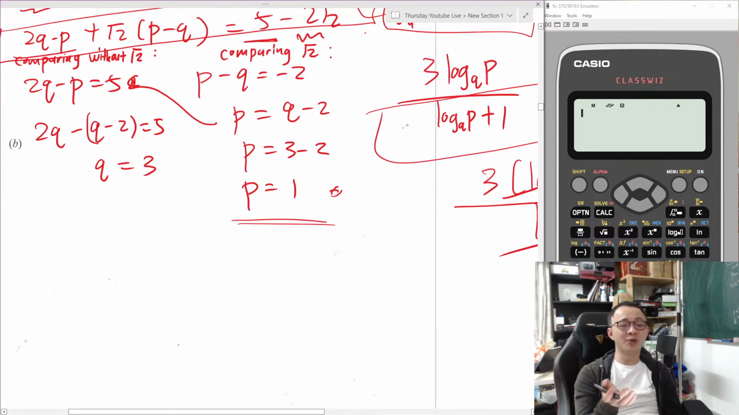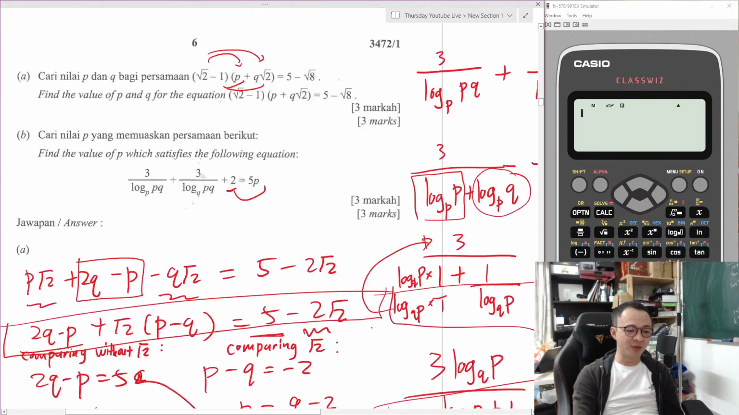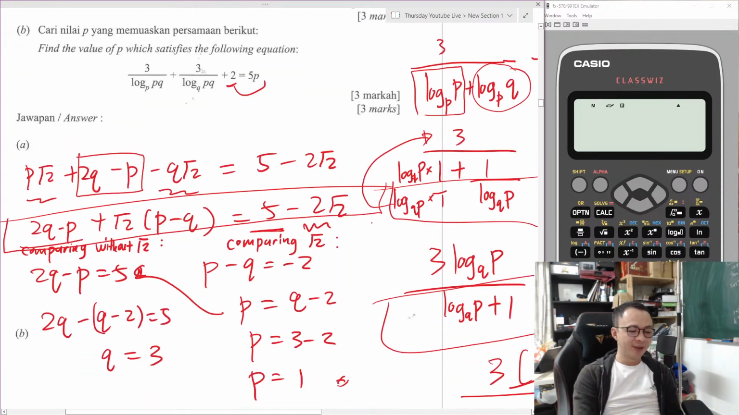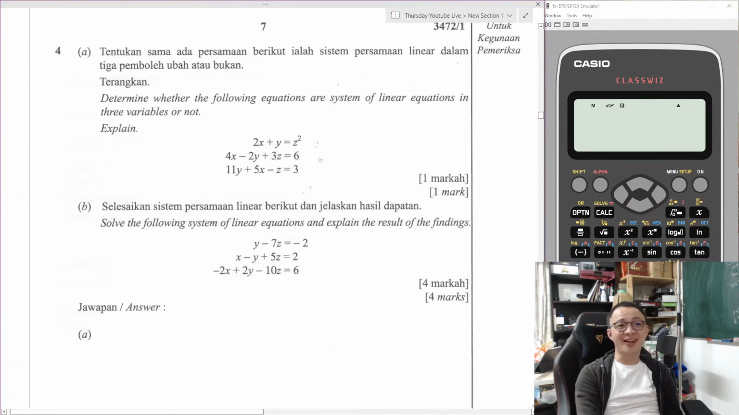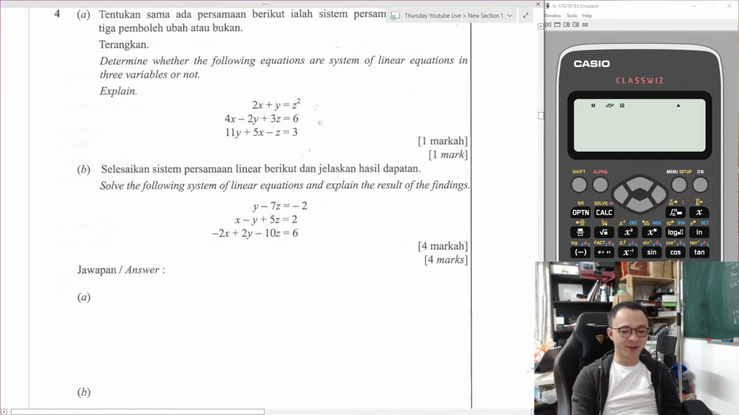Even though p equals 1 doesn't make sense, because p equals 1 will make the equation become a math error, next time whoever designs the exam paper must be alert for that.